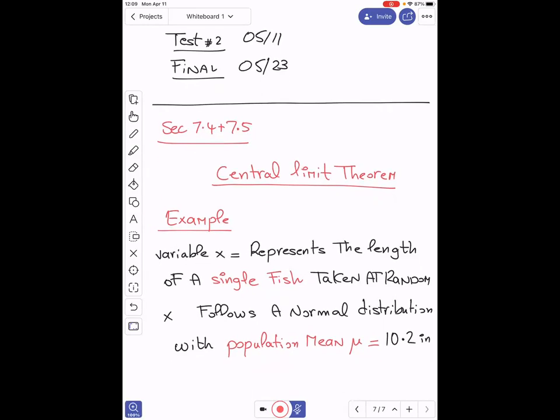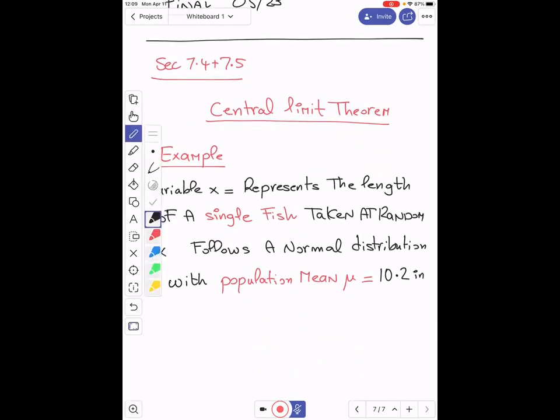And we have the population standard deviation, sigma, equal to let's say 1.4 inches.